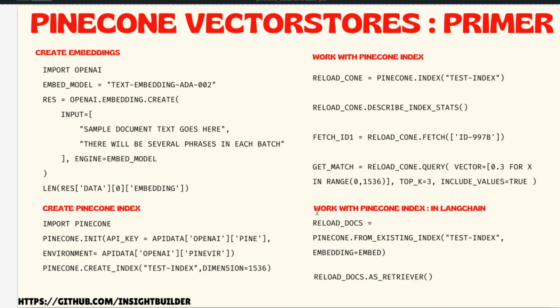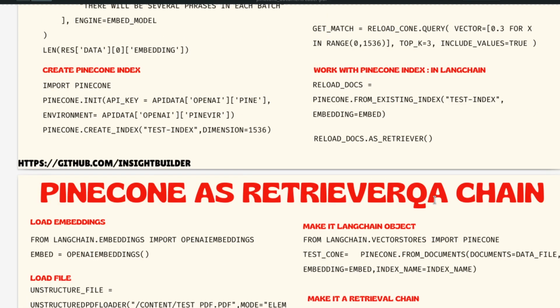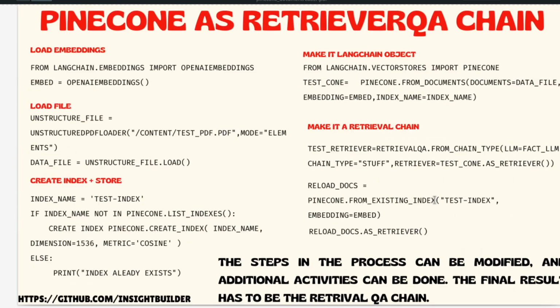Take this data and this code and try to execute it in the Google Colab notebook and see what goes on. That should be the way forward. Next, now that we have seen how to create the Pinecone index and how to interface with Langchain a bit.